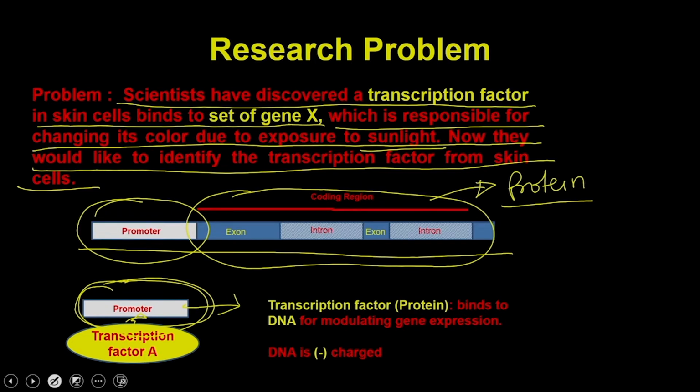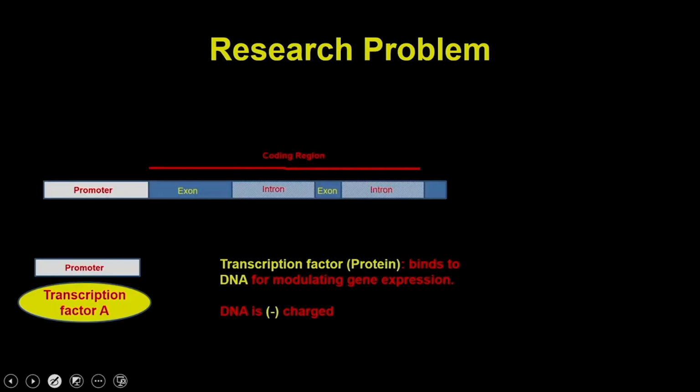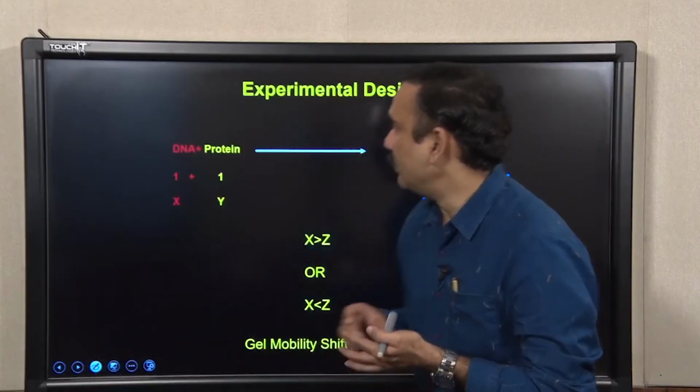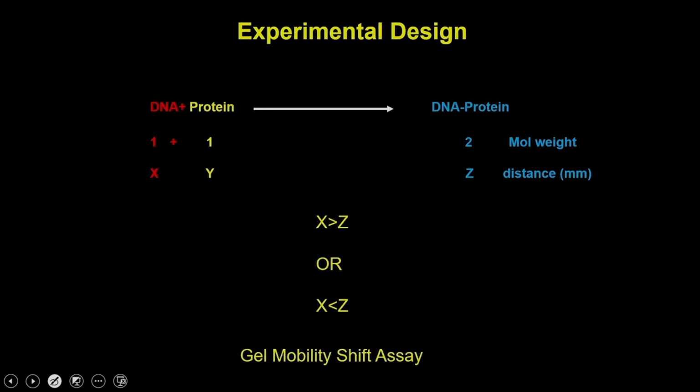So what you are supposed to do is an interaction analysis of the DNA region with the protein, and that you can do with a simple assay called the gel shift assay. We discussed in detail the basic principle of the gel shift assay: how the DNA and protein, when present in a ratio of 1:1, give a resultant molecular weight of 2, and how that reduces its electrophoretic migration on the gel.